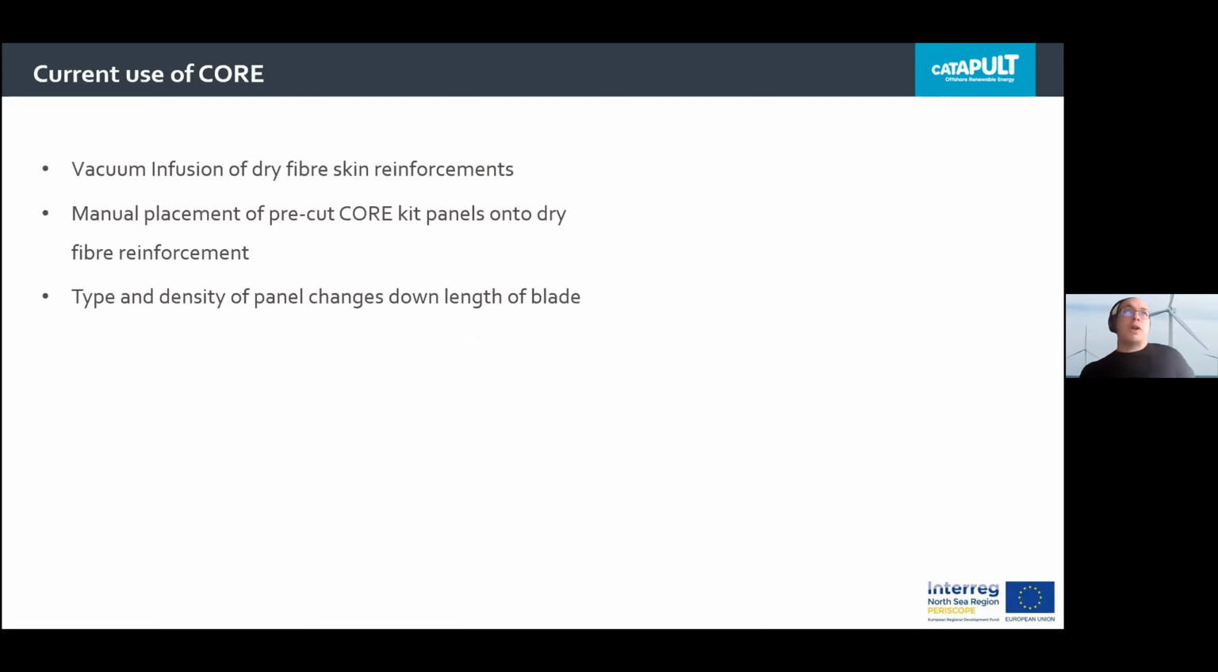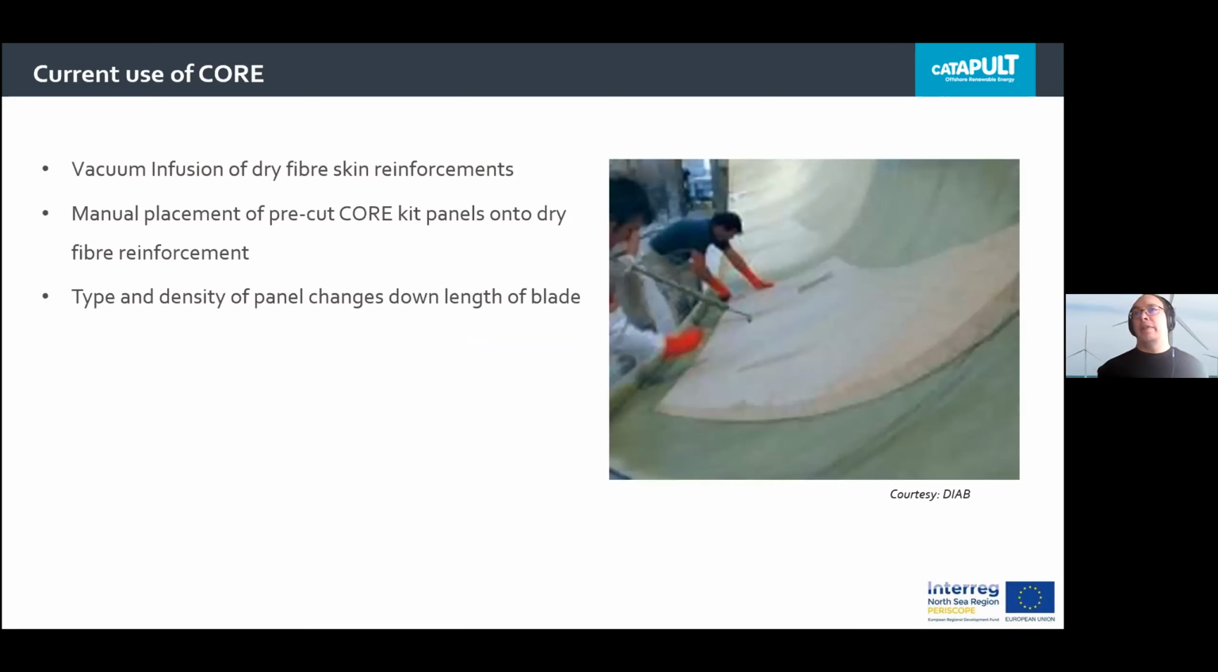So in terms of the process, if you're looking at vacuum infusion with dry fiber skin reinforcement, you see a picture of how these are manually placed by hand. So there's obviously a timing element, but also an accuracy implication of doing this by hand. And the type and the density of panel and thickness can change down the length of the blade. So in a particular core kit for a new blade, you'll have a number of different materials of different thicknesses and densities.